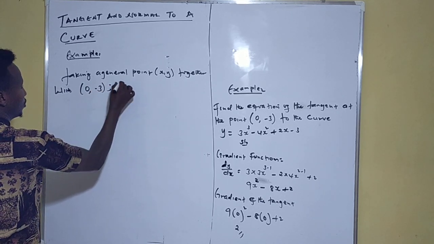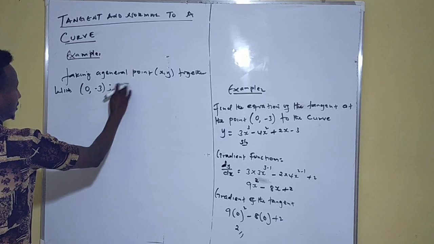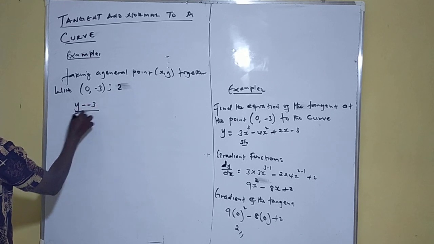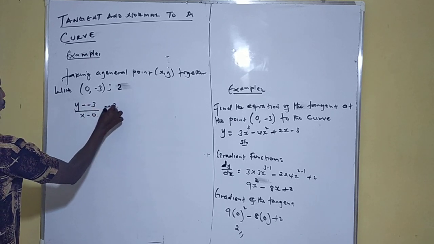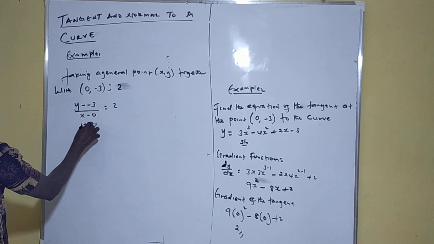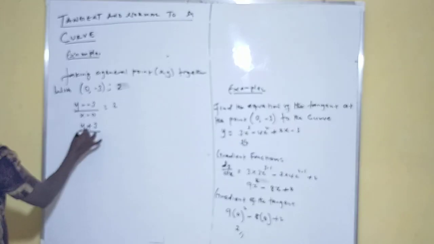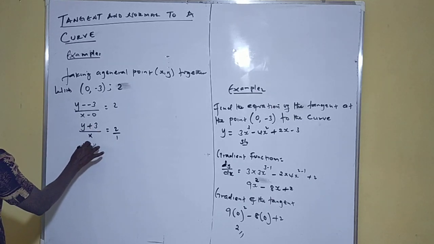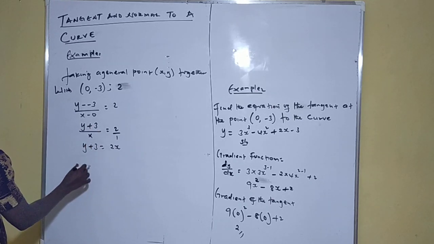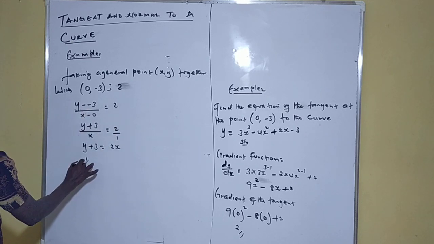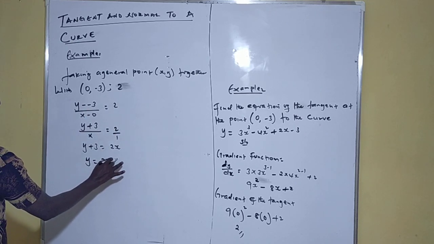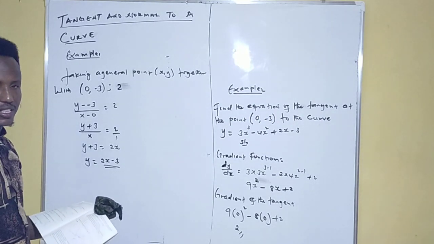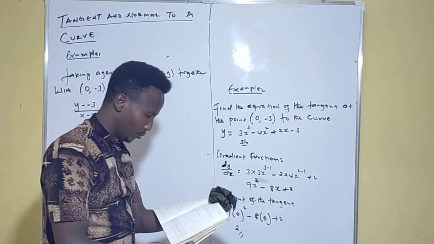Then my gradient is what? Just understand this. My gradient is 2. So I say (y minus -3) over (x minus 0) is equal to 2. So it will be y plus 3 over x alone is equal to 2 over 1. You cross multiply: y plus 3 is equal to 2x. Because you are cross multiplying, y is equal to 2x minus 3. So that will be the final answer for that given information.